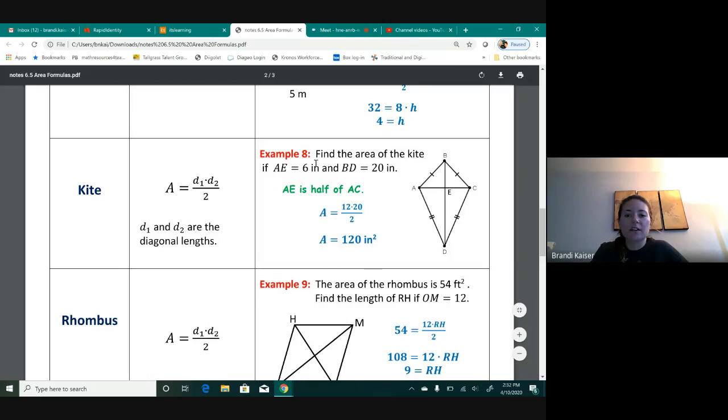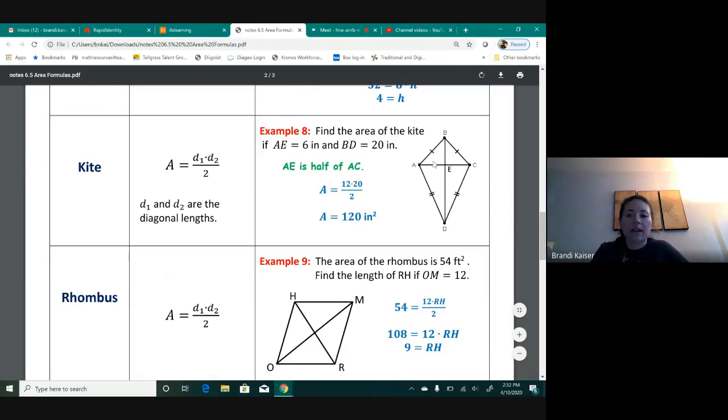So this one says to find the area of the kite if AE is 6 inches and BD is 20 inches. Okay, so A to E, if you notice right here, that's only part of a diagonal. But if you noticed, AE is half of AC. So remember, this diagonal, since it goes through the two angles that should be congruent to each other, its opposite diagonal is actually going to split it in half. It's actually going to bisect it. BD is not bisected, but AC is bisected.